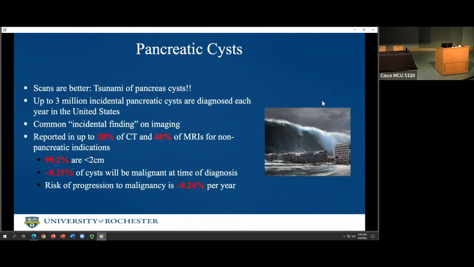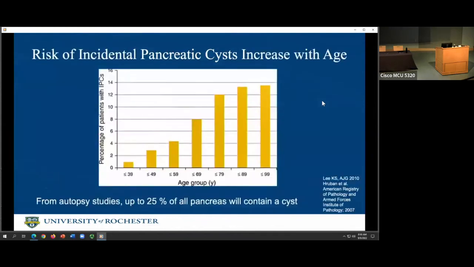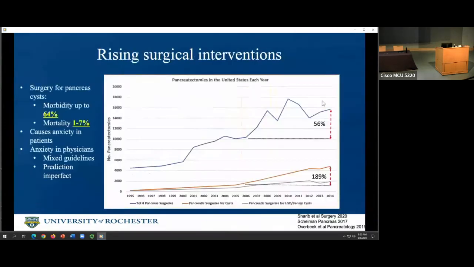The risk of progression to malignancy in these cysts is about 0.24% per year. The prevalence of pancreatic cysts increases with age, with autopsy studies showing up to 25% of all pancreas would contain a cyst. This leads to rising surgical intervention over the past couple of years. And surgery in the pancreas for cysts is not without its own risks, with morbidity reported up to 64% and mortality between 1 to 7%.